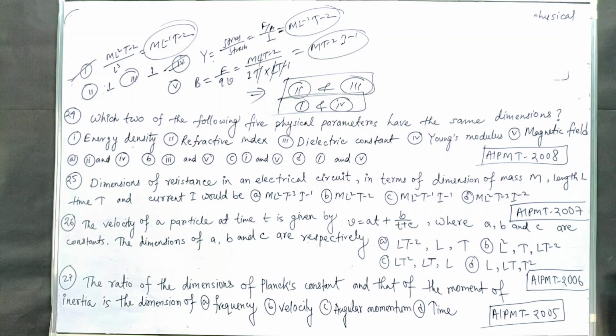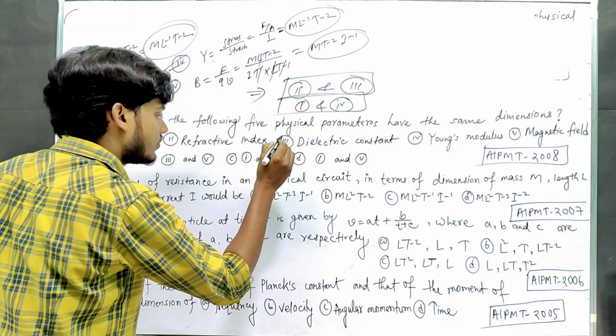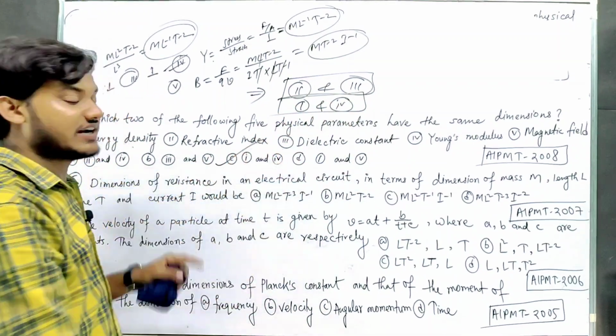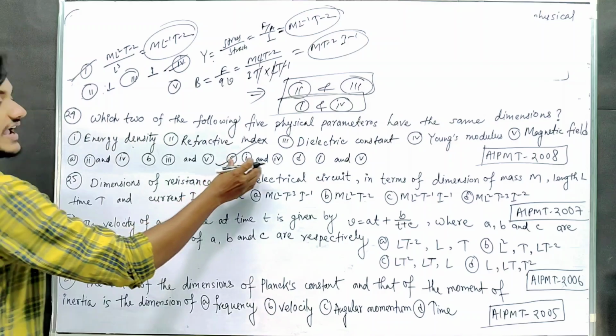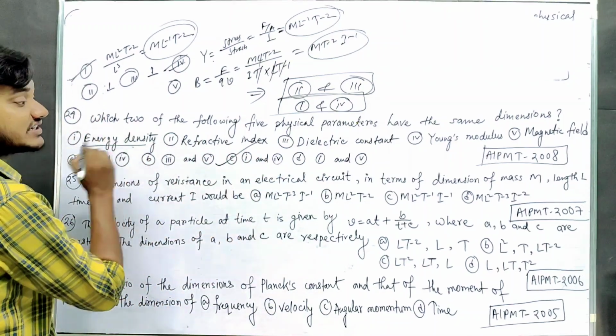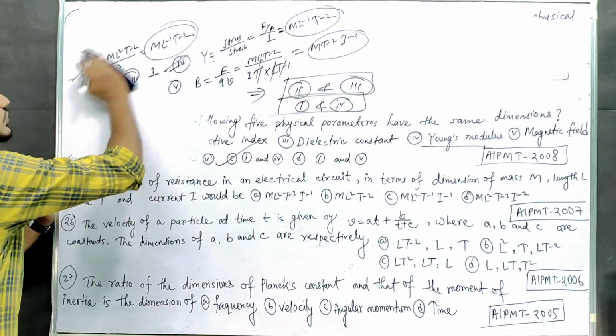Question number 24. So this is 1 and 4. Okay, so 1 and 4, option C is the right answer. 1 and 4 have the same dimensions. 1 means energy density, 4 means Young's modulus. Okay, next, question number 25.